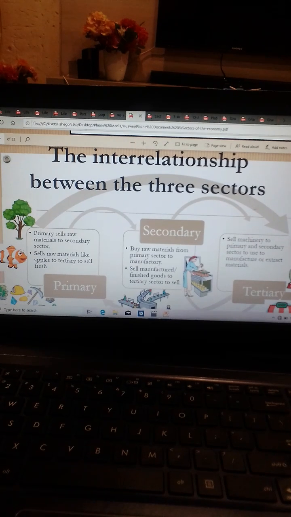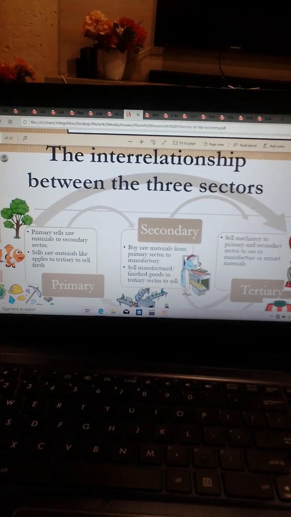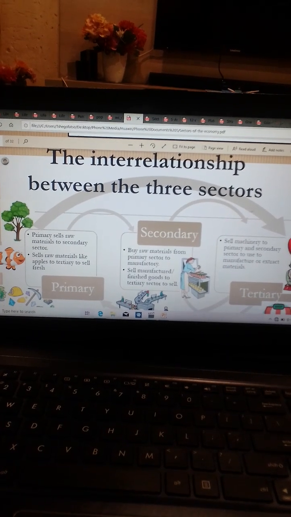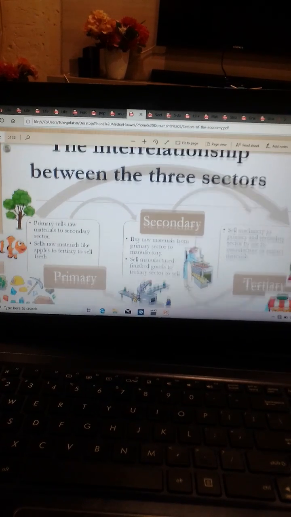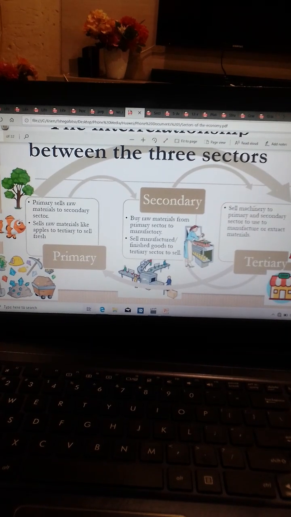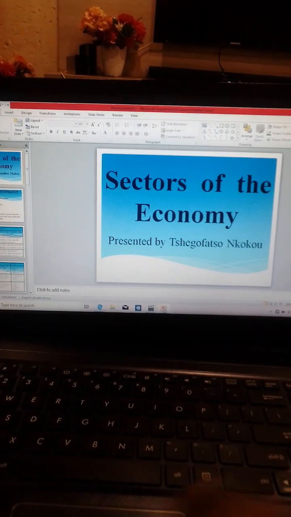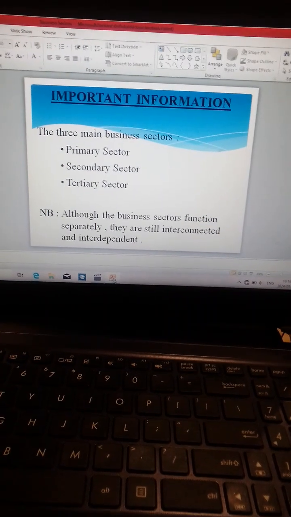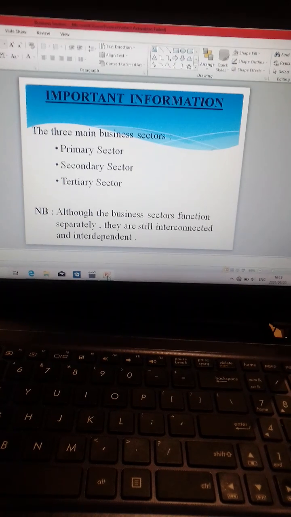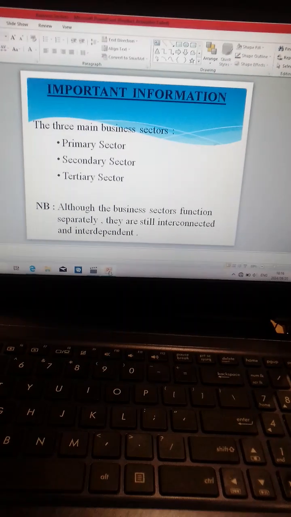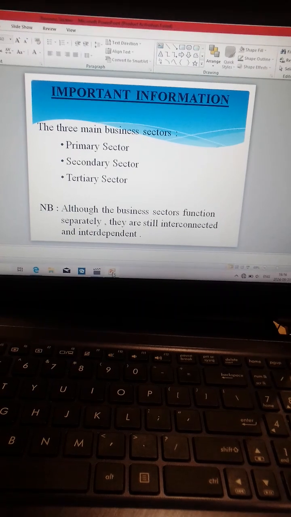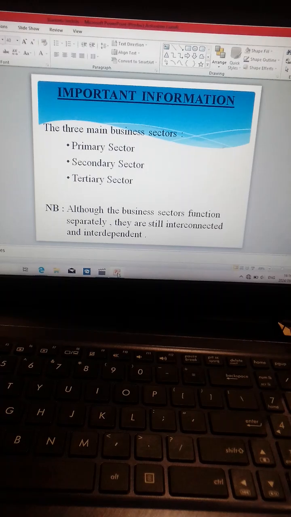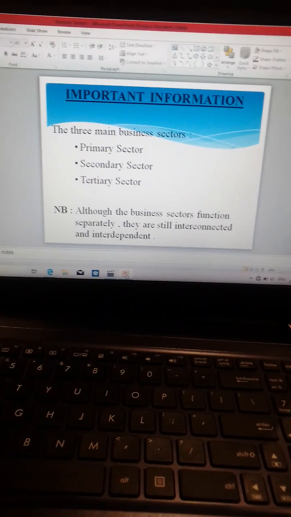Now, the tertiary sector sells the products that it bought from the secondary sector to the consumer. Okay. So I've already gone through this, right? So the three main business sectors are the primary sector, secondary sector, and tertiary sector. And as I've mentioned, although the business sectors function separately, they are still interconnected and interdependent.